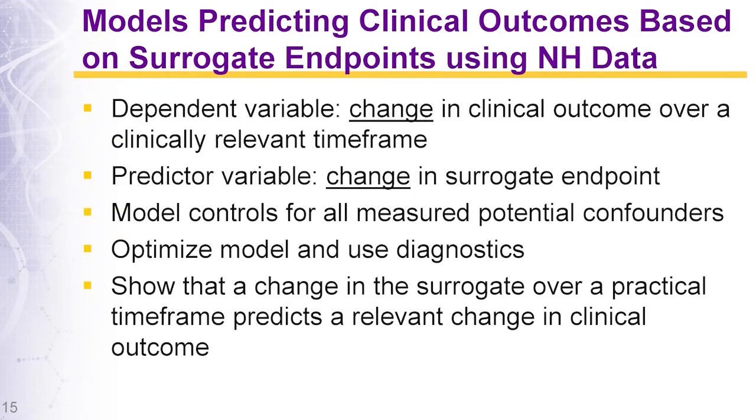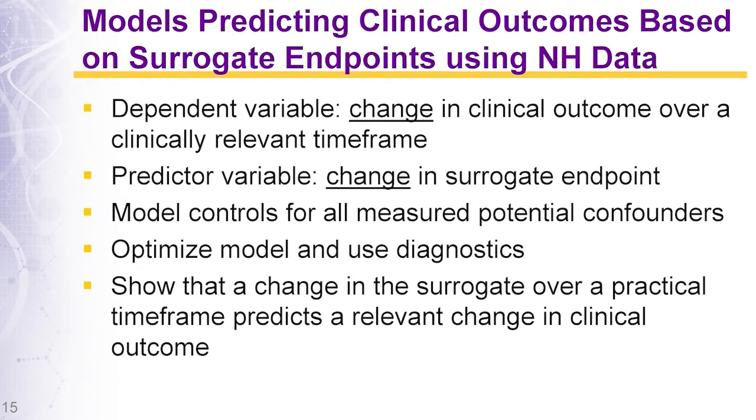So how is this done? It's basically model building, and building different types of models, depending on the type of data, but building models that predict a clinical outcome using a surrogate endpoint, and using the natural history data to do it. So in these models, the dependent variable is the change in clinical outcome over a clinically relevant time frame. The predictive variable is the change in the surrogate endpoint, again, over a reasonable time frame.